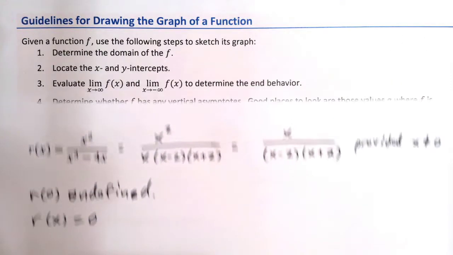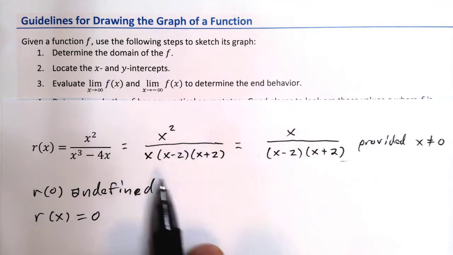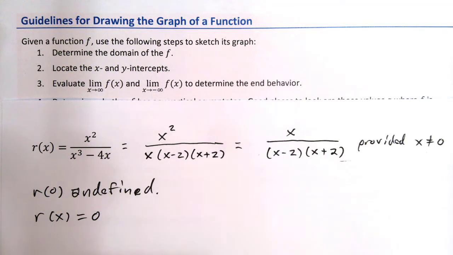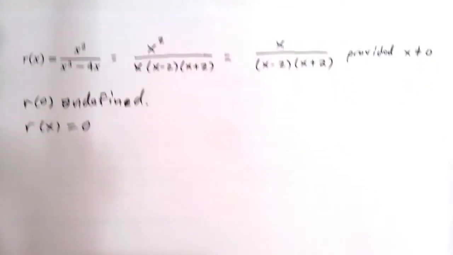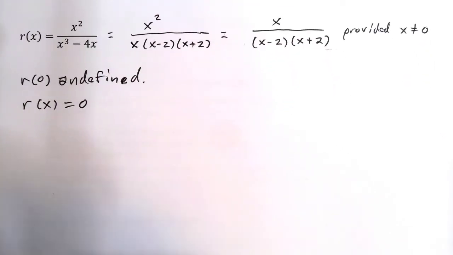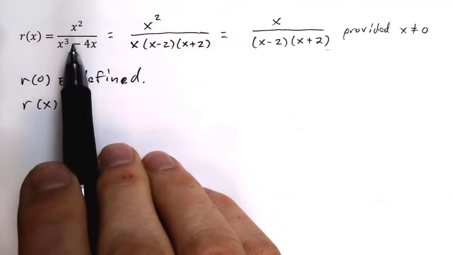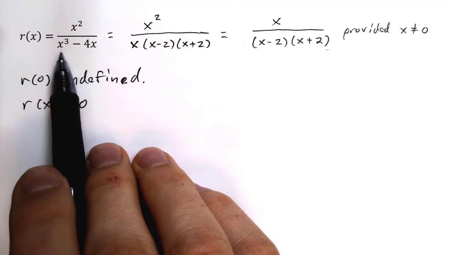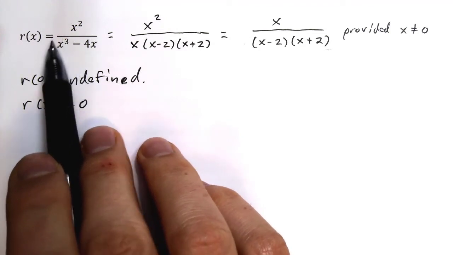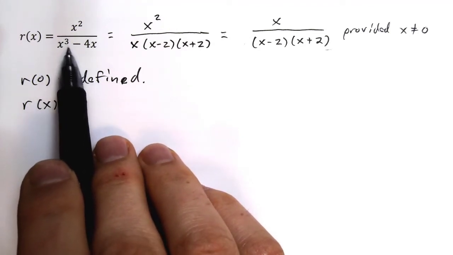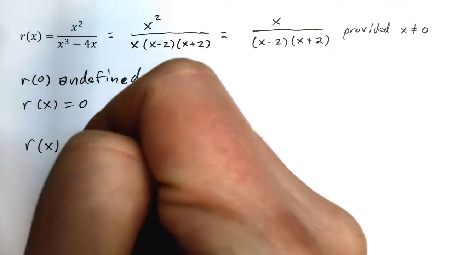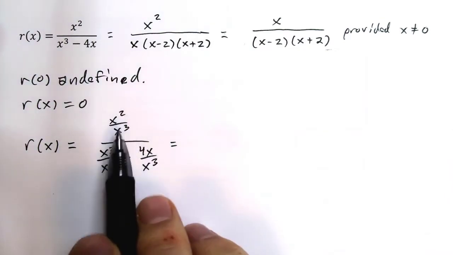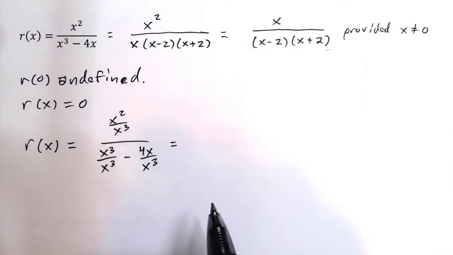What is the next step in our procedure here? It's to evaluate the limits at infinity and negative infinity to determine the end behavior of this function. All right, well, let's go ahead and do that. Before we do that, let me do one thing. As we learned in previous videos, to investigate the limits at infinity, it's useful to divide through by the highest power of x. So I'm going to divide through by x cubed. And when you do that, you see that some x's cancel, and so we end up with this.